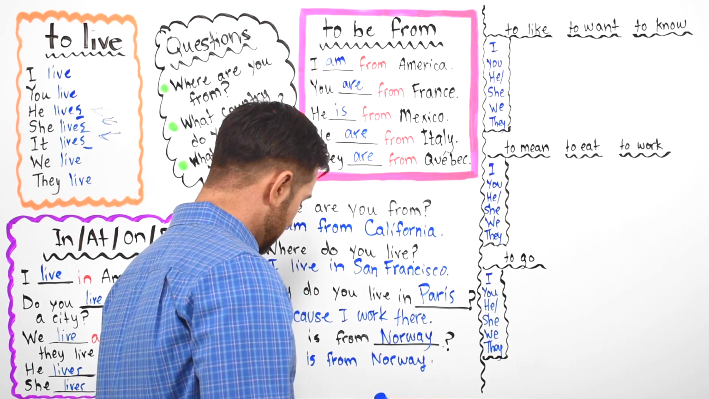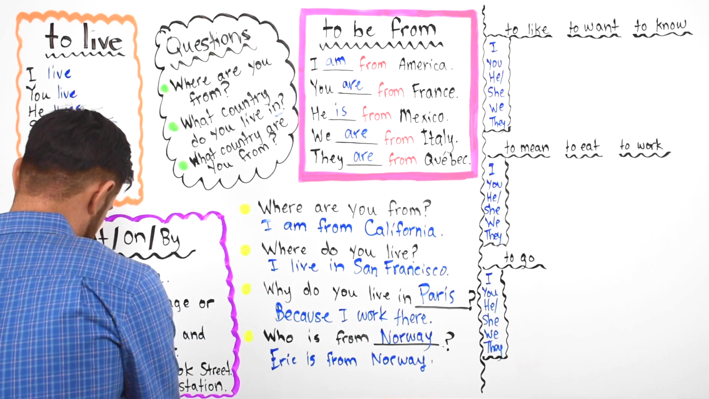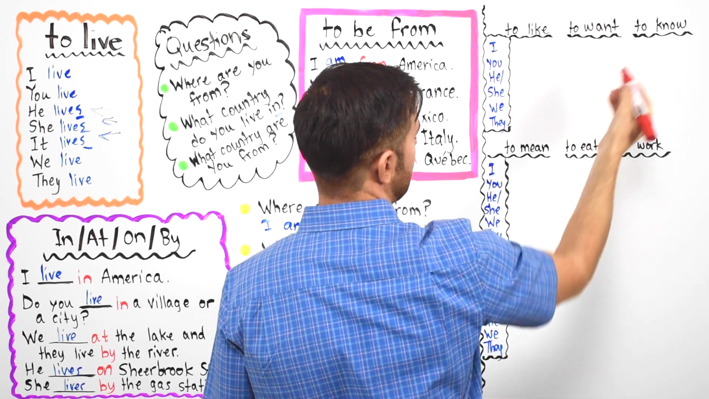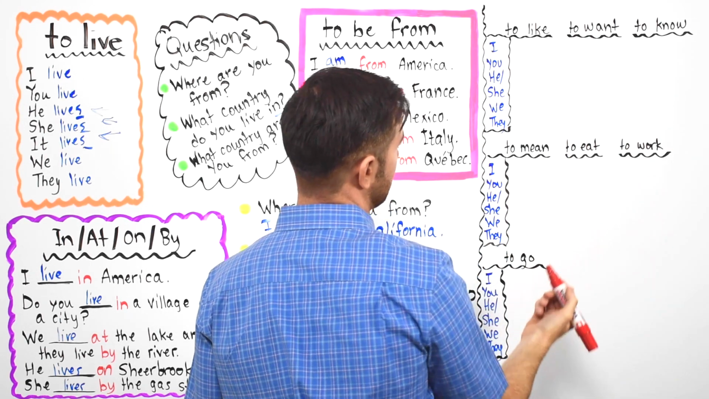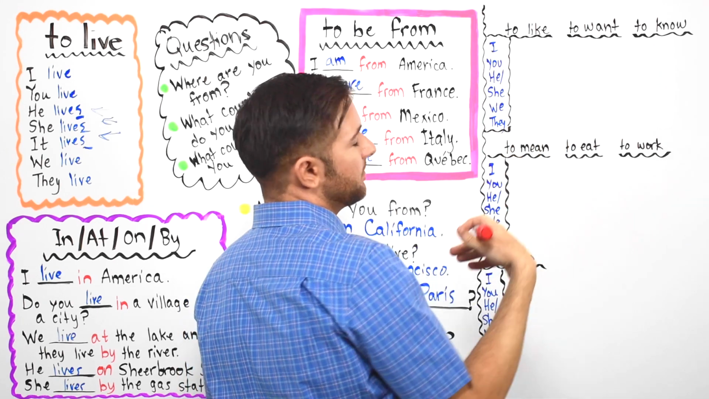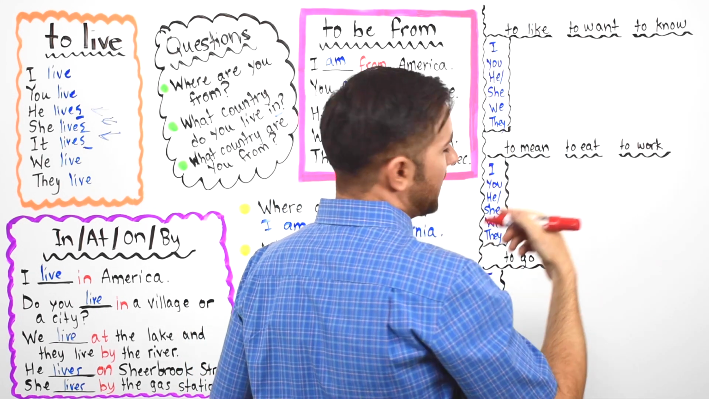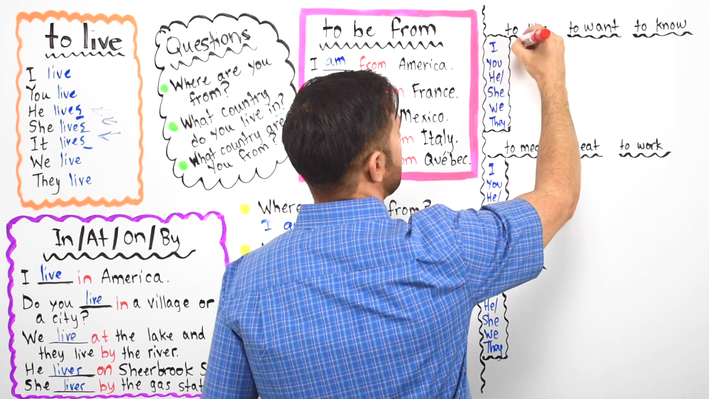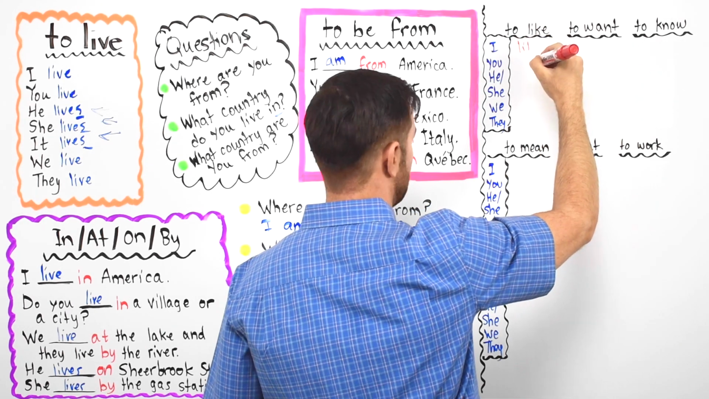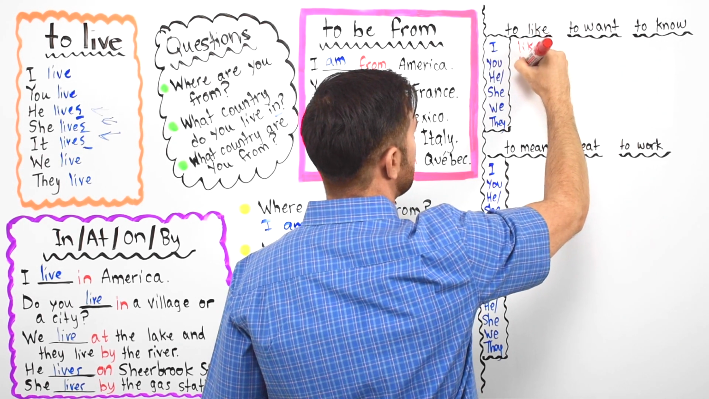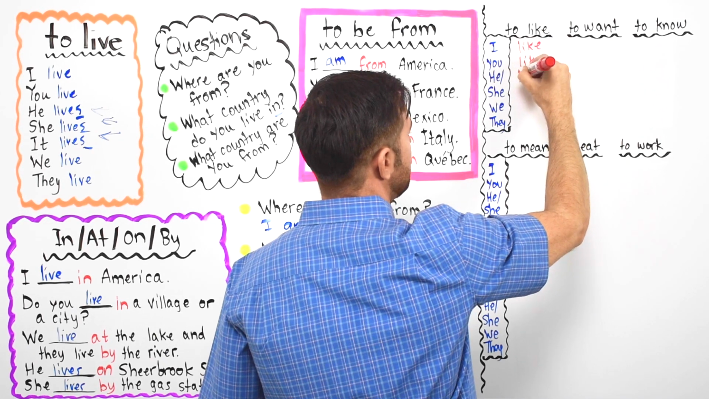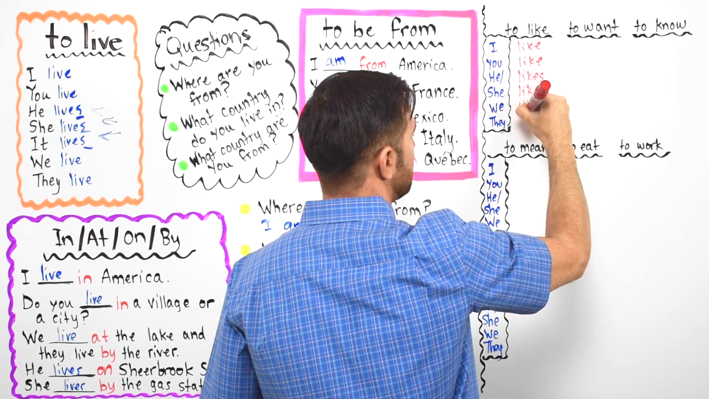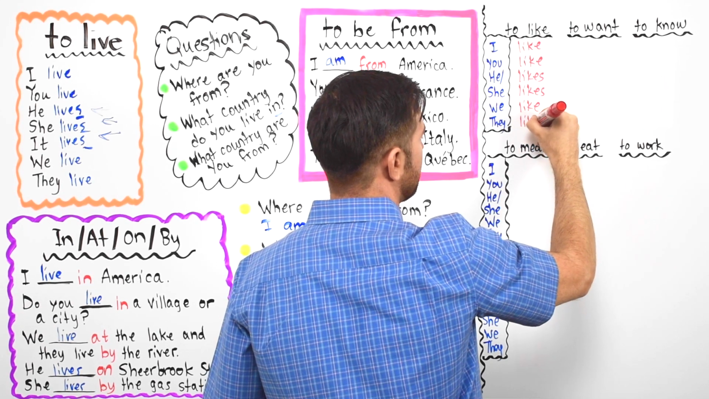So, for example, we have the verb to like. Okay, I'll put it right here. We have the verb to like, to want, to know, to mean, to eat, to work, and to go. So to like, something that you enjoy, right? You like to go to the movies, you like to listen to music, you like to watch TV. You say, I like, you like, he likes, she likes, we like, and they like, okay?